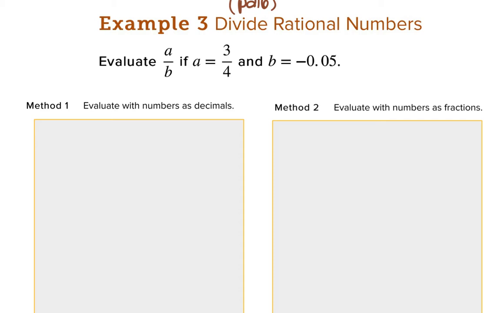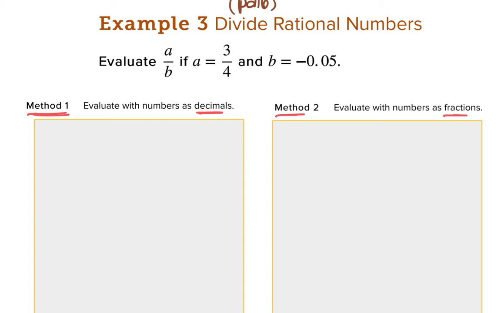All right, our final example that we'll do together here is example 3 from page 216 in your book. And this one asks you to evaluate A divided by B if A equals 3/4 and B equals -0.05 or -5/100. This one also gives us two ways to solve it. Method 1, we're going to show how we can solve it keeping the numbers as decimals. And method 2, we're going to evaluate it with the numbers written as fractions.